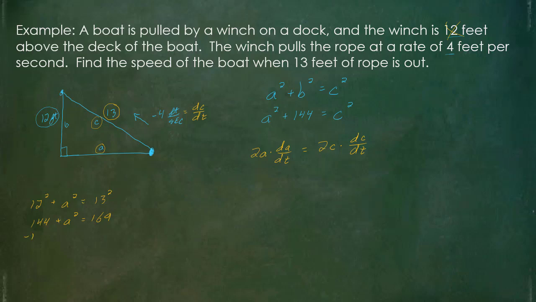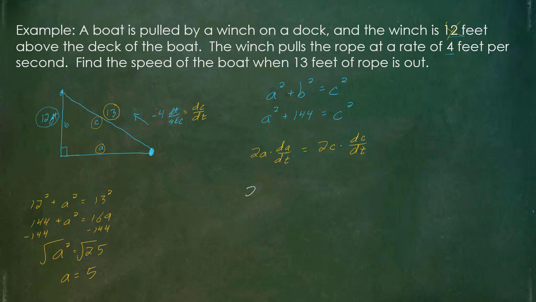If I subtract the 144 over, that then gives me a value for a squared to equal, it looks like 25. And so if I square root that, that should give me an a value of 5. So I should be able to now plug that info into our expression over here.